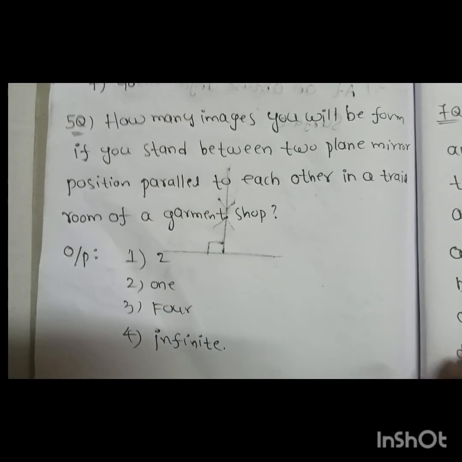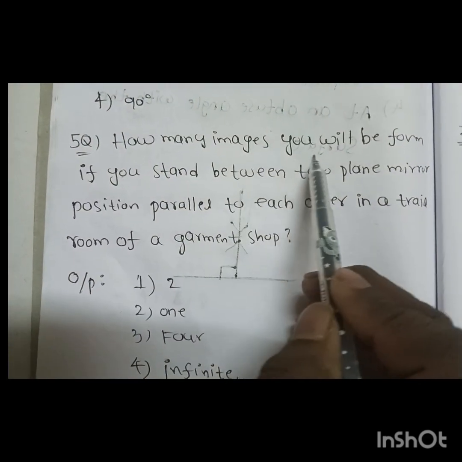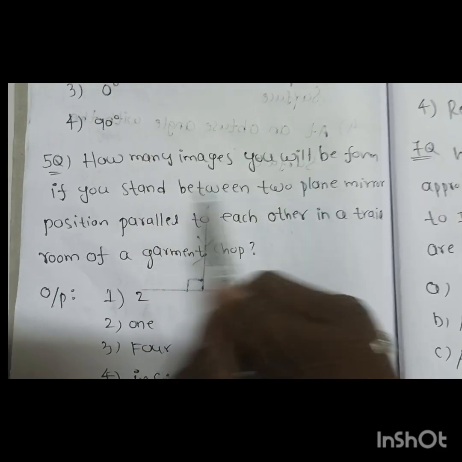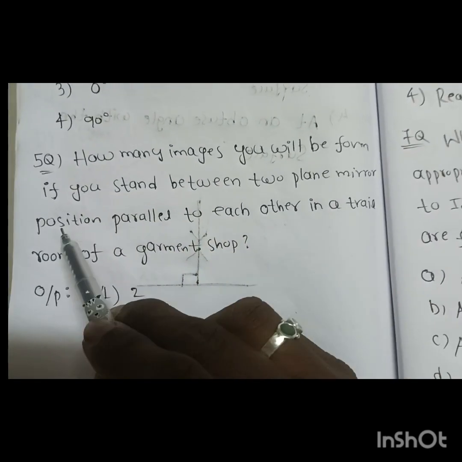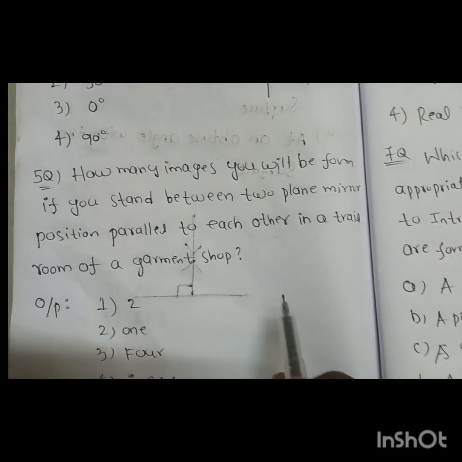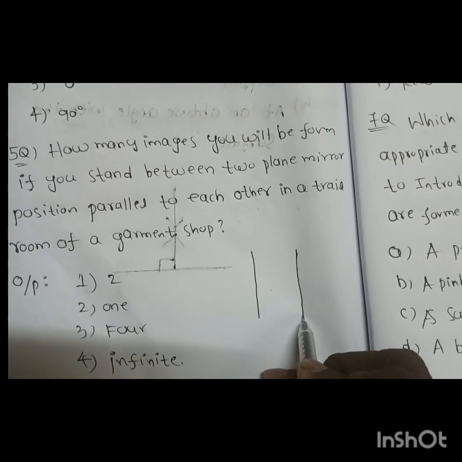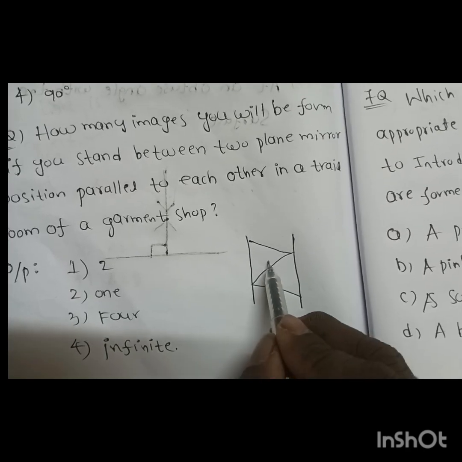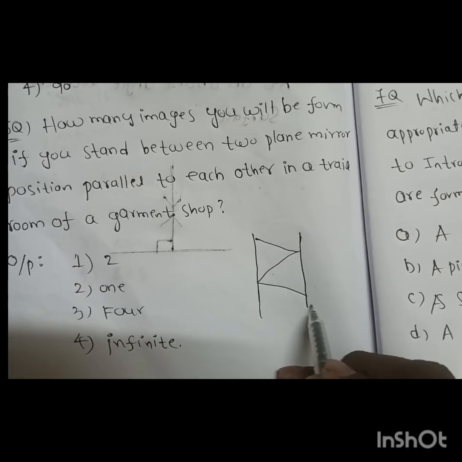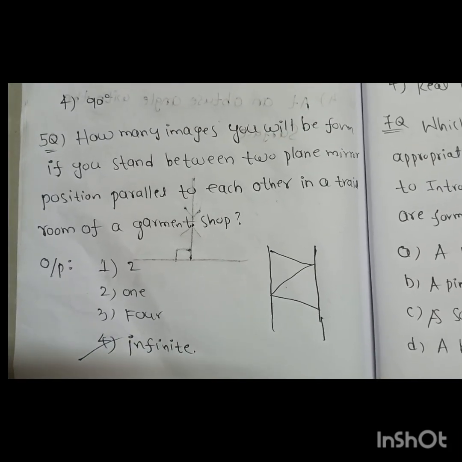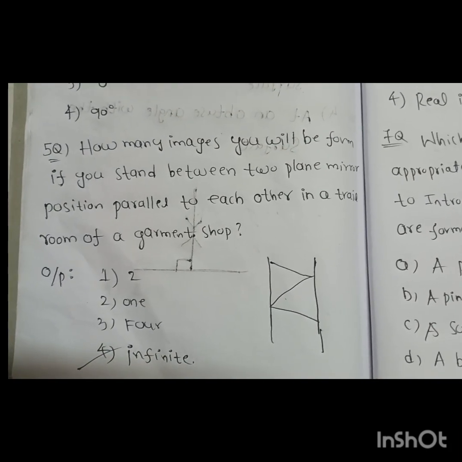Next, how many images will be formed if you stand between two plane mirrors positioned parallel to each other in a trial room of a garment shop? If you have two plane mirrors and any object is placed in between them, it is going to reflect multiple times, which means an infinite number of times. So option 4 is correct.